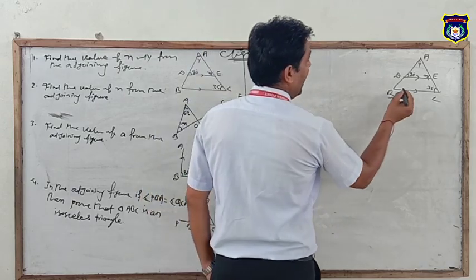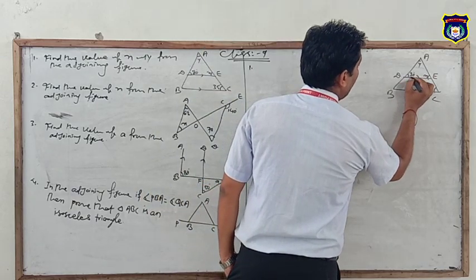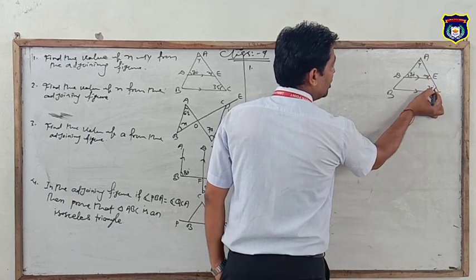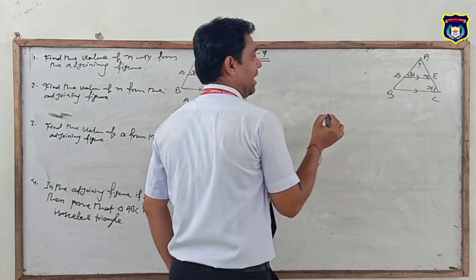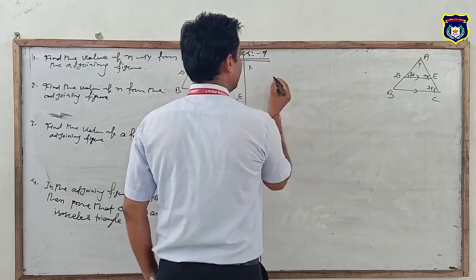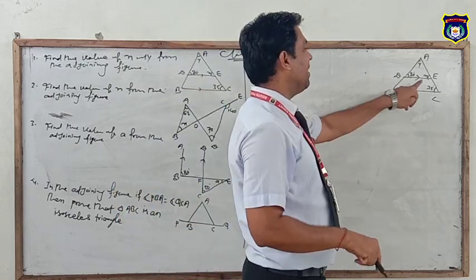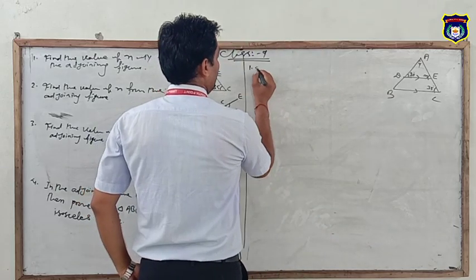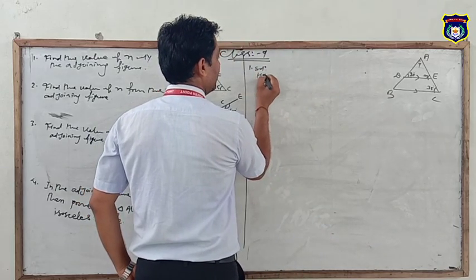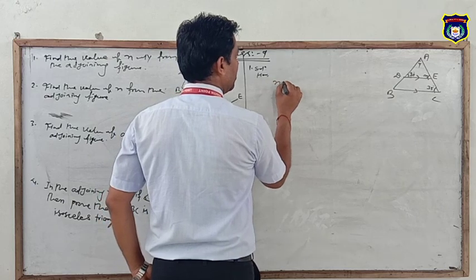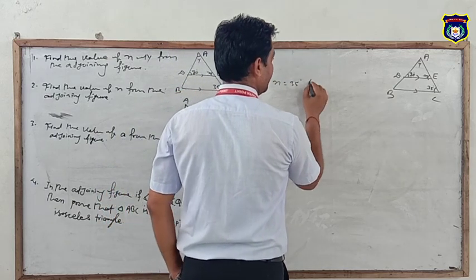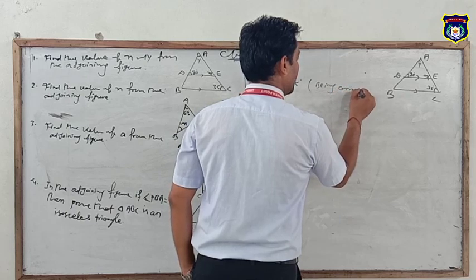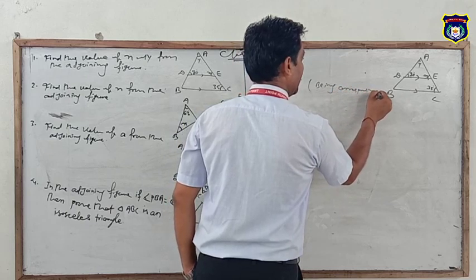We know sides DE and BC are parallel, and these angles are corresponding angles. So we can write directly that X is equal to 35 degrees. Solution: here, X is equal to 35 degrees, being corresponding angles.